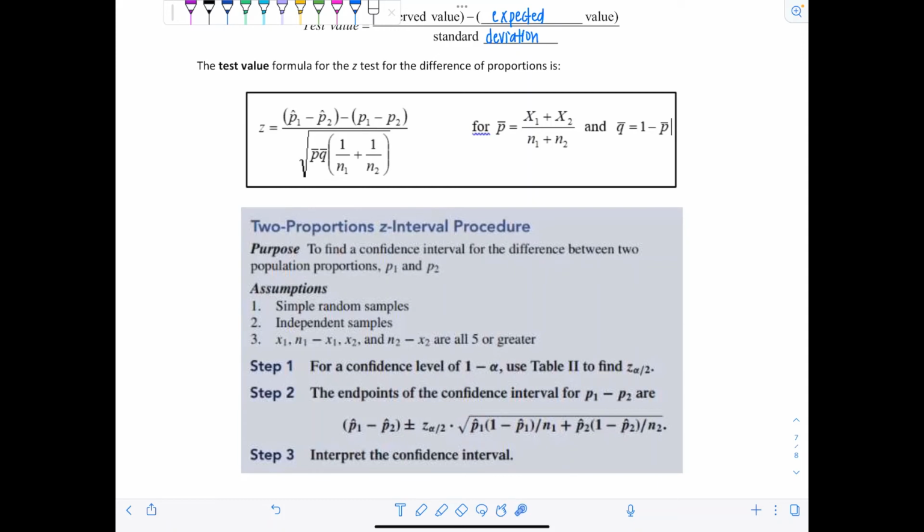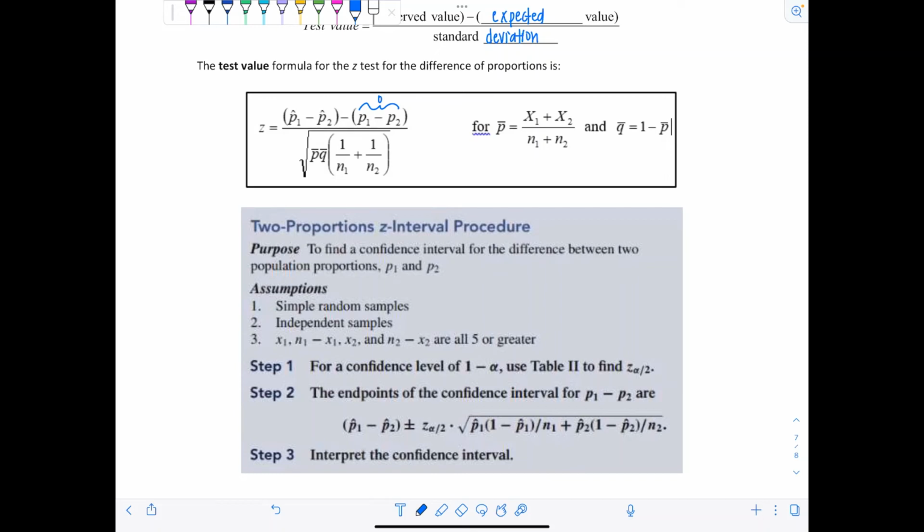Okay, the test value formula for the z-test is in this following format. So you have p1 hat minus p2 hat. Those are both of your sample proportions. We have two samples here, minus p1 minus p2. This is always going to be 0, because in the null, we just assume they're equal, over the square root of p bar q bar times 1 over n1 plus 1 over n2. What the heck is p bar and q bar? p bar is basically you take your two samples and combine them into one, and p bar equals x1 plus x2 divided by n1 plus n2. And then once you have p bar, you just find q bar by setting up 1 minus p bar, okay?